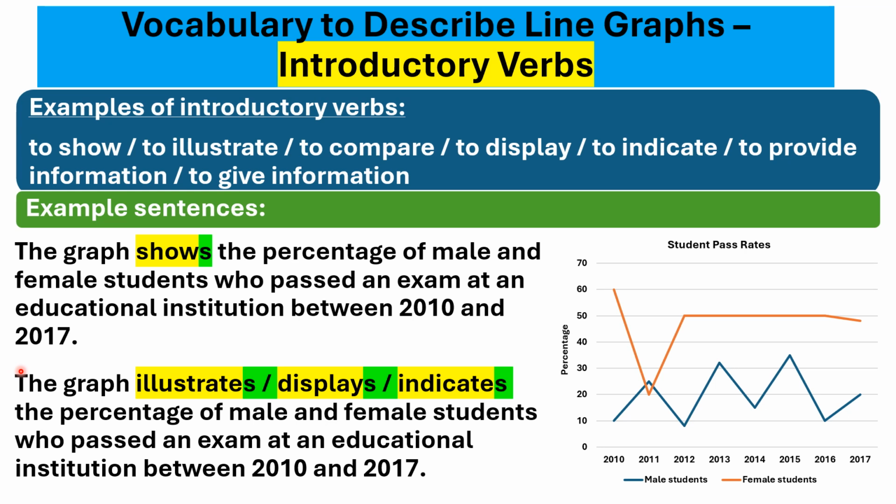Remember, when the subject is singular, such as the graph, the verb takes an S ending. So, instead of saying the graph show, you must say the graph shows. These verbs not only help provide clarity, but also help you in paraphrasing the question effectively.